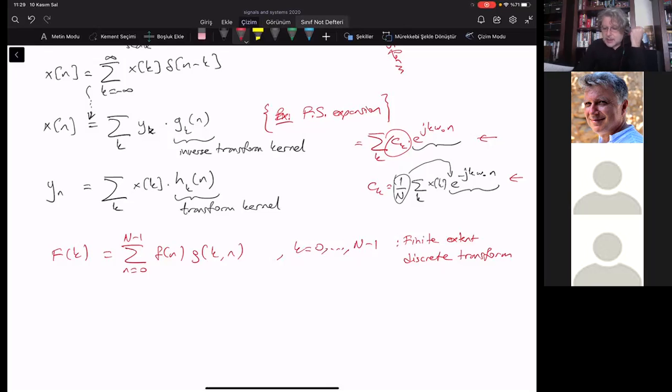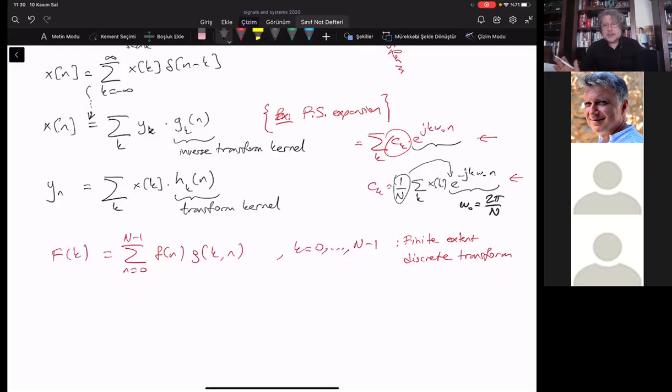Fourier series is like that. This f of k is c sub k, for example, in the Fourier series expansion formula, which are the Fourier series coefficients. And g of k n is e to the minus jk omega 0 n. So omega 0 is something that you have to know, but it is 2 pi over capital N. So let me write it. Omega 0 is 2 pi over capital N. So that's how we formulate everything.